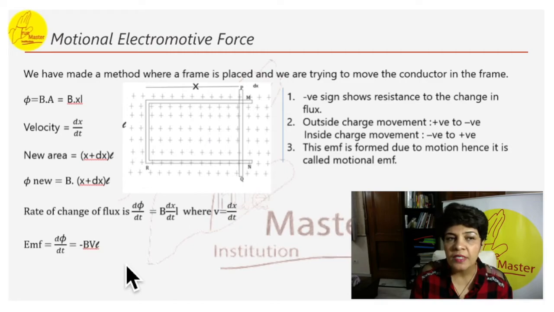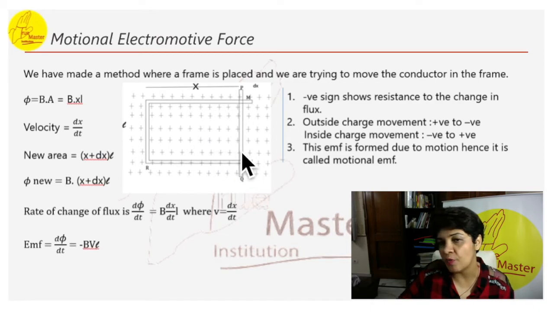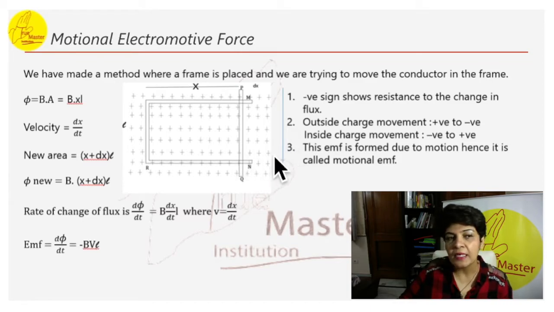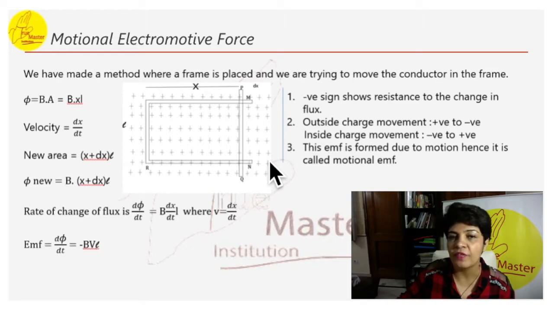The EMF here is induced across the ends of a conductor. We have taken a U-shaped conductor rail and a conductor PQ of length L, which is going to slide over. When it slides, coming in this direction or the opposite direction going outward, the area will change. What is the formula of area? Length into breadth. If the length changes, automatically the area will change, and if the area changes, the flux will change.